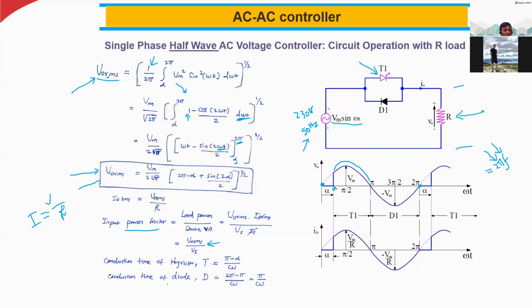Okay, and similarly the conduction time of the diode. The diode conducts the entire half cycle. So it means 2 pi minus pi, where this is 2 pi and this is pi, divided by omega. So 2 pi minus pi is equal to pi by omega. This is the formula for the conduction time of the diode, and this is the formula for the conduction time of the thyristor or SCR.